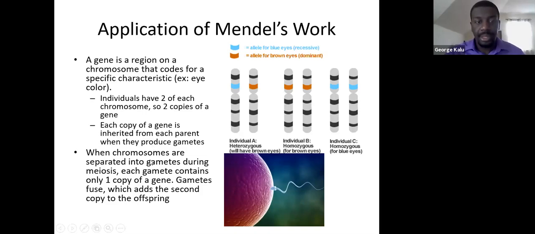When our chromosomes get separated during meiosis, the sperm will contain one set of chromosomes and the egg will contain another set. When they join together during fertilization, those sets of chromosomes are joined, and you end up with a diploid zygote, having two sets of chromosomes, and as a result, two copies of the same gene.